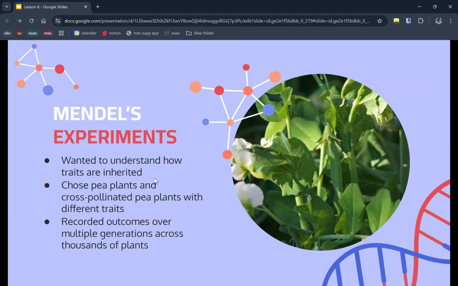You can see a picture here. He chose pea plants because they have easily observable traits. So like what their flower color is or what the shape of their seeds are. And they can also self-pollinate and also be cross-pollinated.